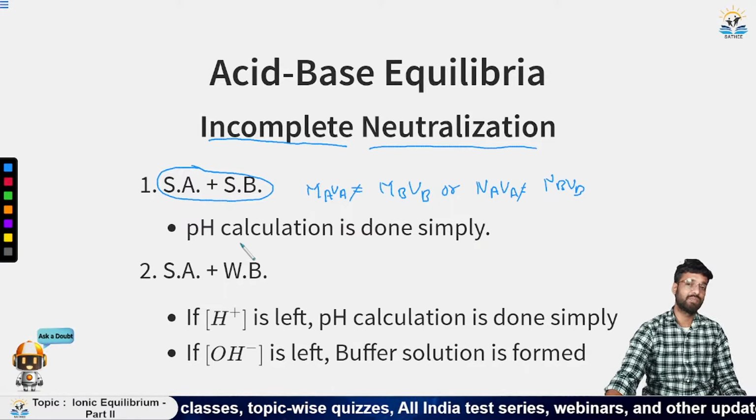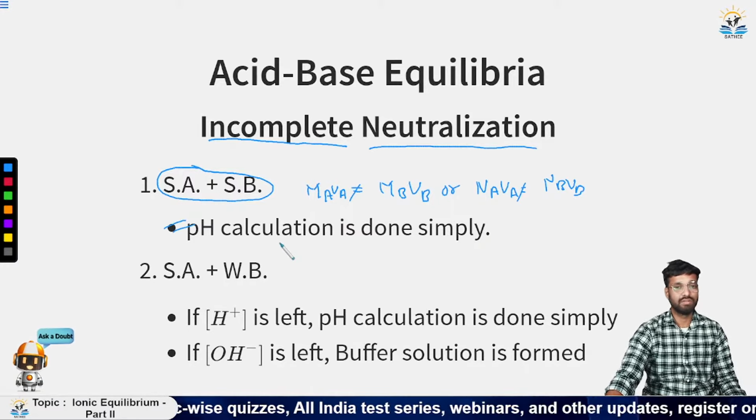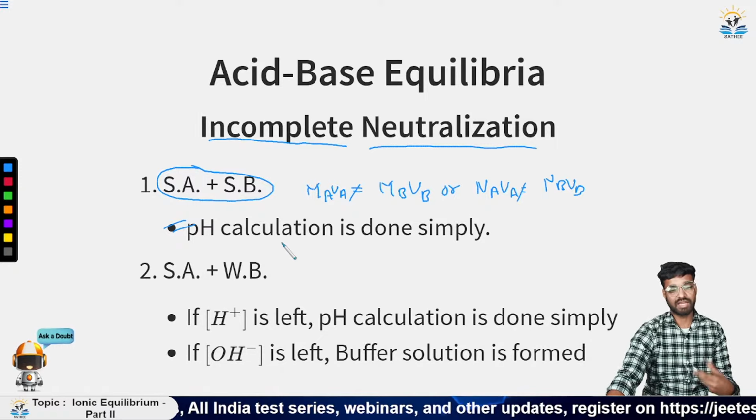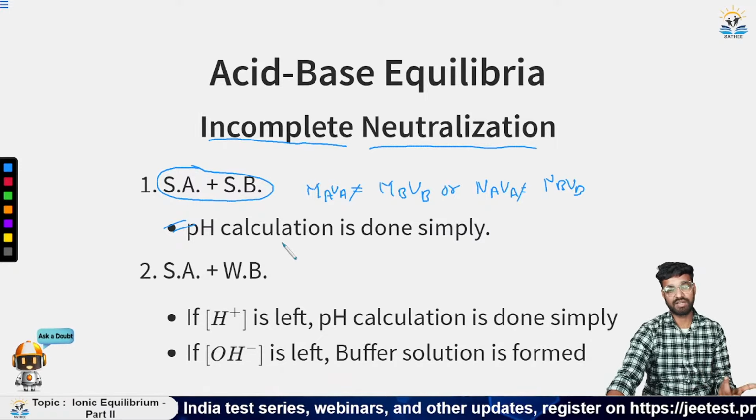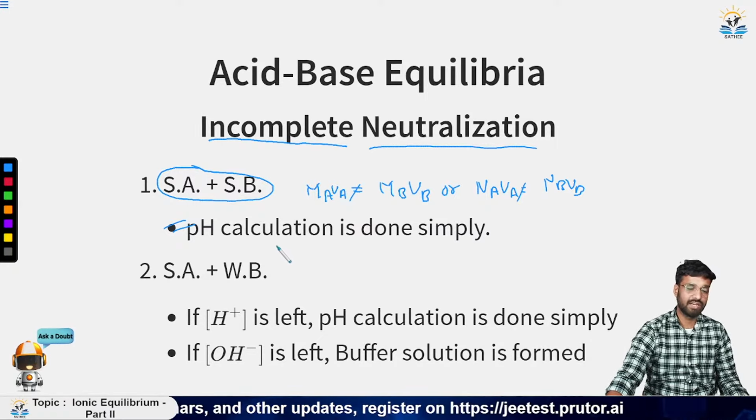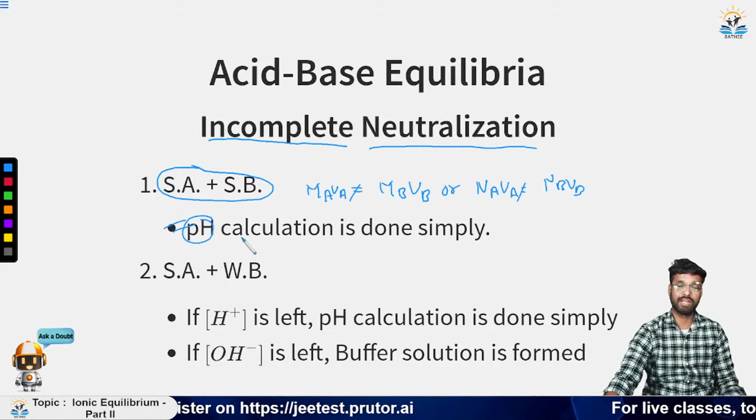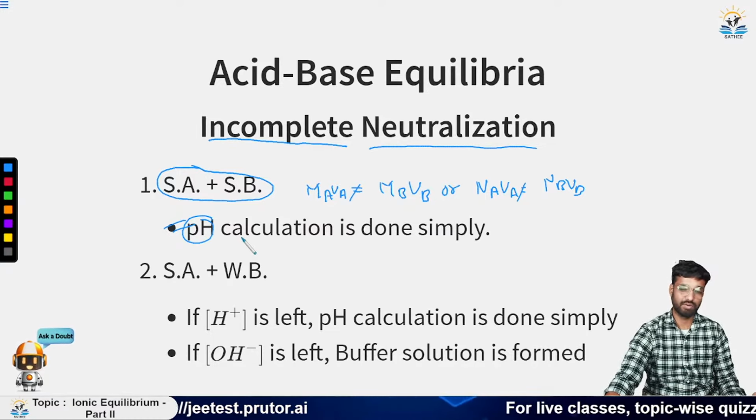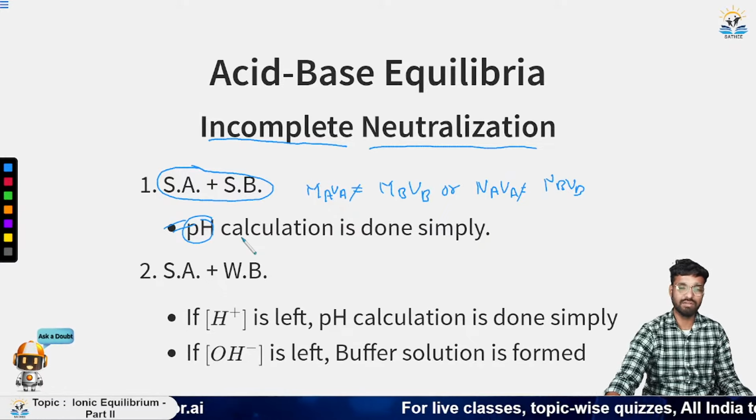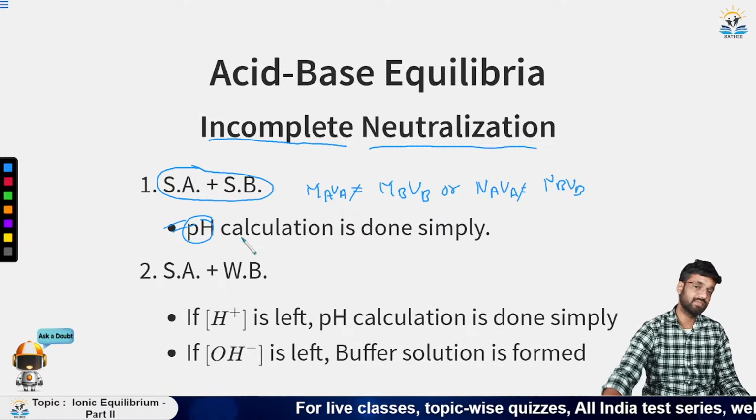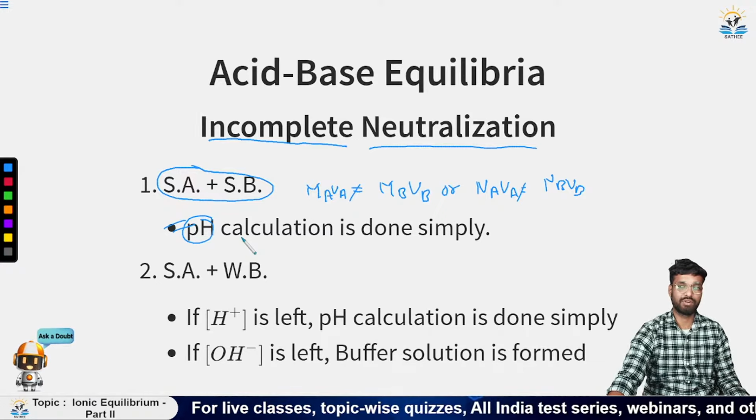So for this case, the pH calculation is very simple. Whatever the amount of extra H+ ion concentration or OH- concentration we get after subtracting will be used to calculate the pH simply, that is -log[H+] or -log[OH-], and we will get the pH in a very easy way. So that is the case for a strong acid and strong base.